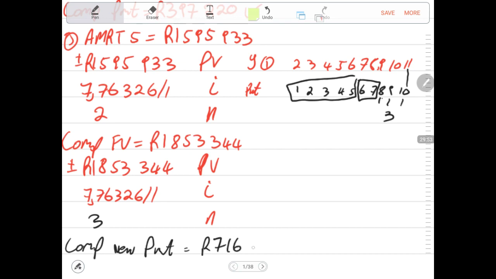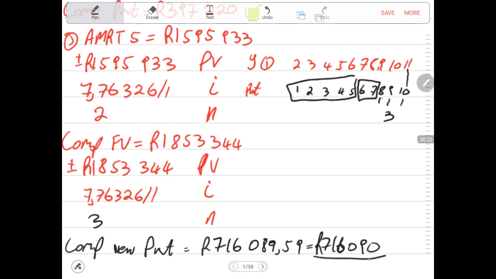716,089 rands 59 cents. Sometimes I love to round off to 2 decimal places, but we are required not to do otherwise. So that will be 716,090 if we round off to the whole number. 716,090. That will be the whole number.